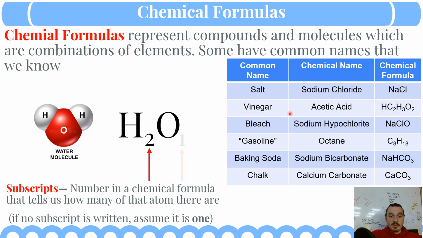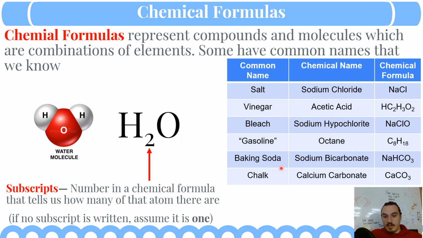Okay, if you've had vinegar before, that's acetic acid is its chemical name, and its chemical formula is HC2H3O2. Kind of neat. This H doesn't join the other H's because it's special. We'll talk about that later on in the year. It's what makes it an acid. Bleach here is just sodium hypochlorite, so NaClO. Gasoline, its main component is octane, which is C8H18 would be its chemical formula.